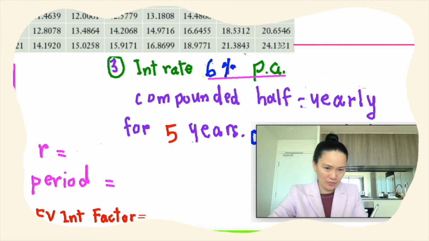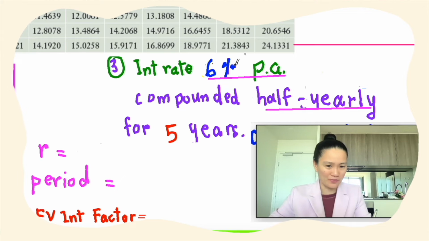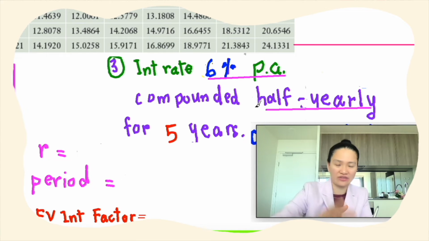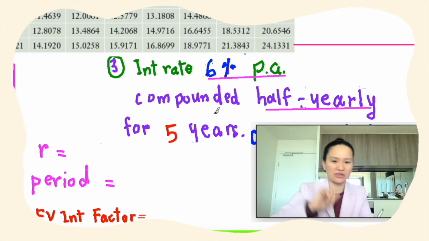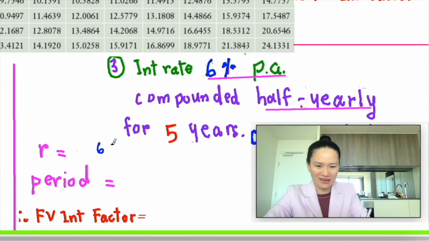6% per annum, compound half yearly. A little bit tricky, but we can make it. The rate, because it's 6% per annum, but it's compound half yearly. In 1 year, if you compound half yearly, so 1 year you compound 2 times. So your rate of half yearly has to be 6% divided by 2, which equals 3%.